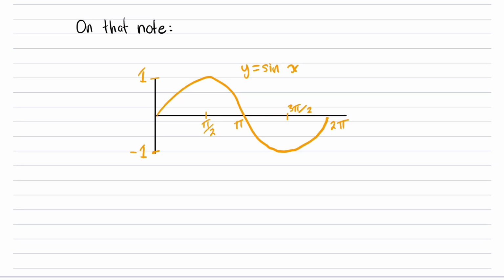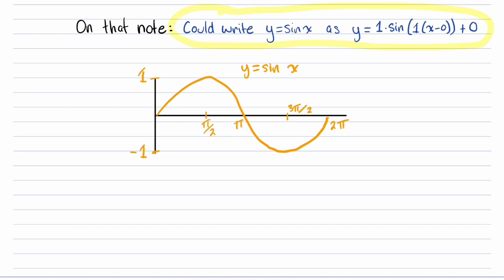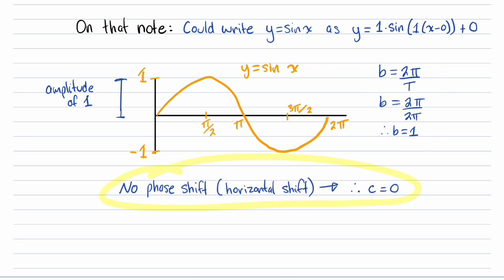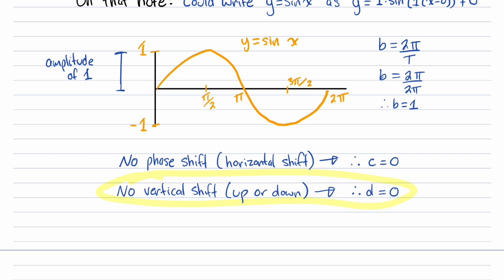So on that note, if we think of y equals sine x here, we can write this a little bit differently. We could write it as y equals 1 times sine, bracket, 1, bracket, x minus 0, bracket, plus 0. So notice I've written it in general form, and that's because this has an amplitude of 1, right? So a is 1. The b value is just 1 as well, because it's going to be 2 pi divided by 2 pi. And there's no phase shift, no horizontal shift, so c is 0. And there's no vertical shift, so d is 0. So even though y equals sine x is a basic function, that's kind of what's going on in the background.